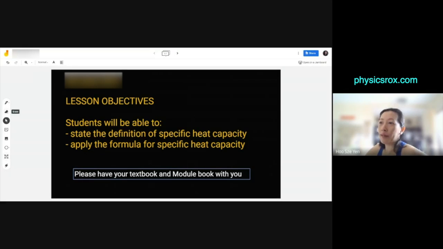So the aim for this week is to try to complete this topic, specific heat capacity. I don't think we can finish the whole topic by this week, but at least I want to cover the theory by this week. There will also be a group project with regards to this particular topic.